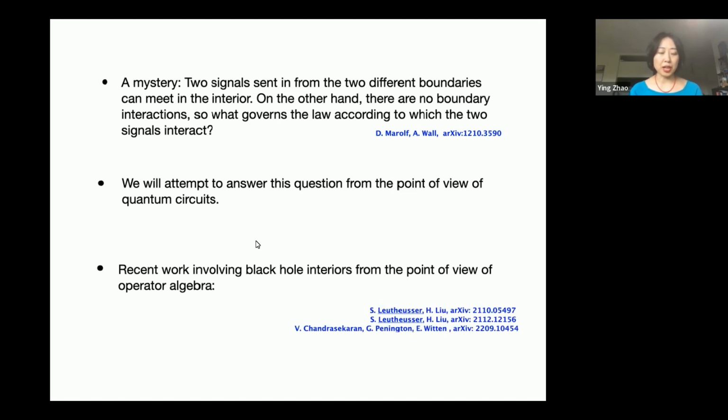Before I start, I should point out that recently there is some very interesting work also involving the black hole interior, but they studied the black hole interior from the point of view of operator algebra.